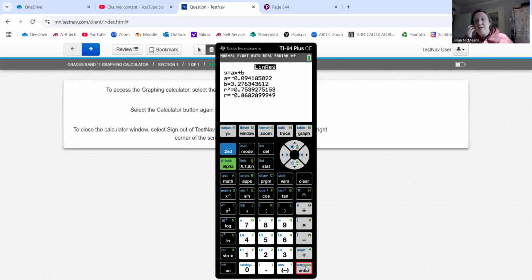Okay, so pause the video. Make sure you get that stuff written down. You can completely ignore R squared, but the other stuff, write it down and round to 2 decimal places. And let's go back to the worksheet.